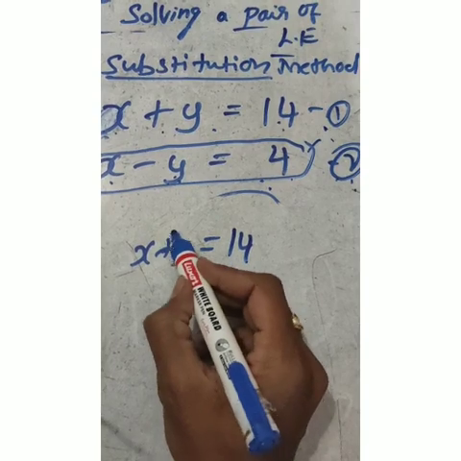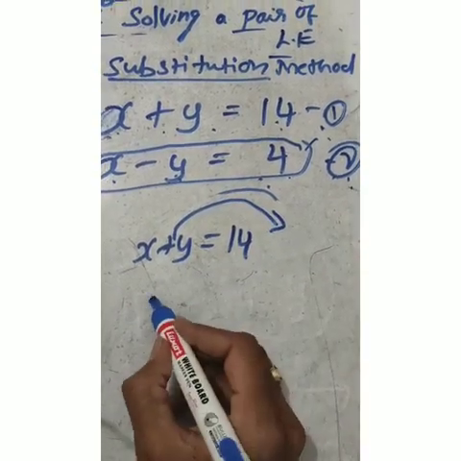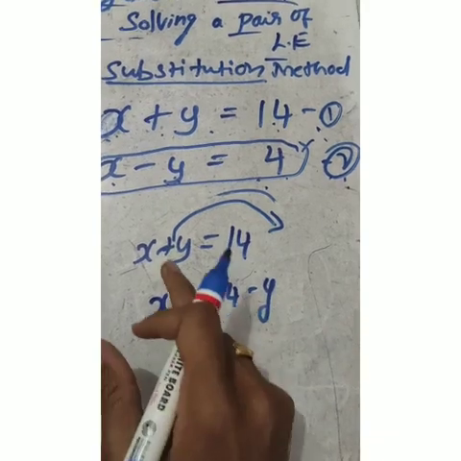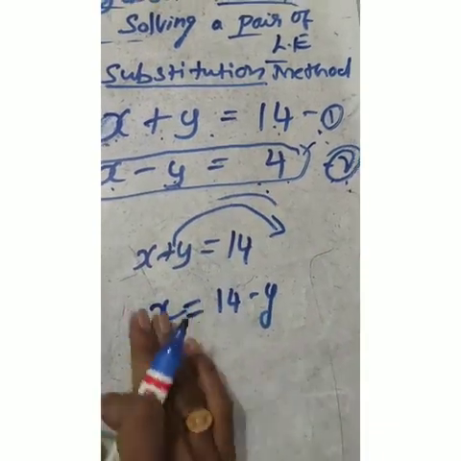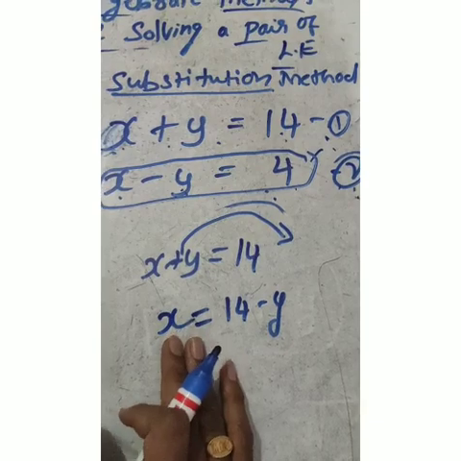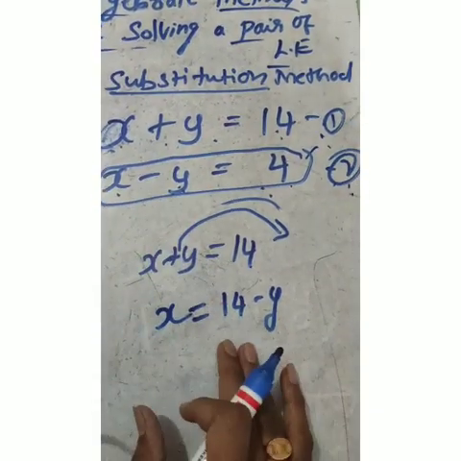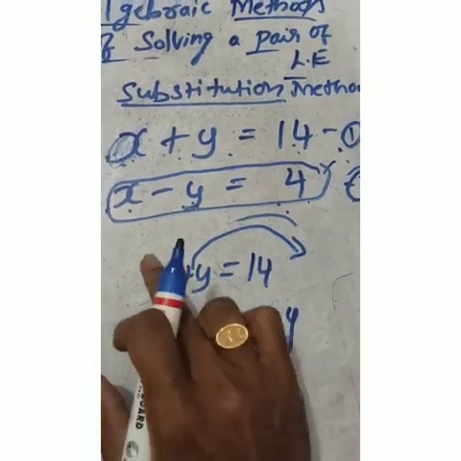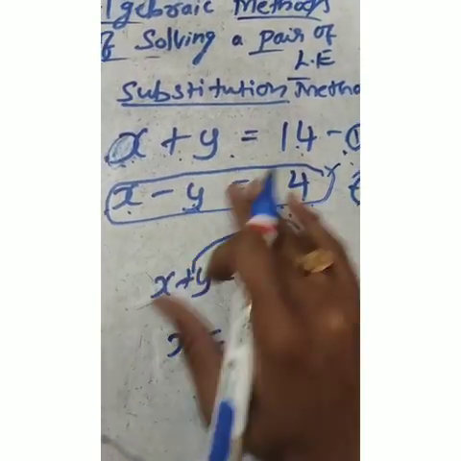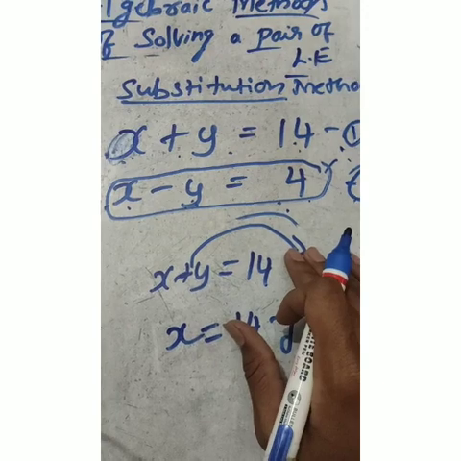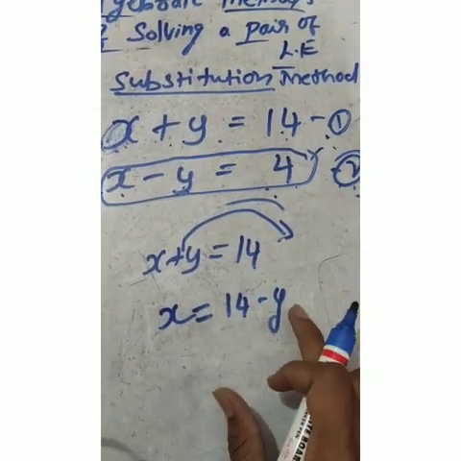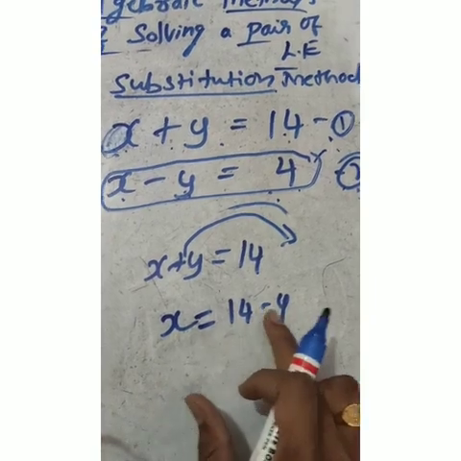This plus y comes to this side, it becomes minus. x is equal to what? 14 minus y. Why should I take it as y? In the place of x, in the second equation I substitute 14 minus y. Otherwise we can take x also. We can take either x or y on this side. Here I take it as y. Plus y comes to this side, it becomes minus. Therefore x is equal to 14 minus y.